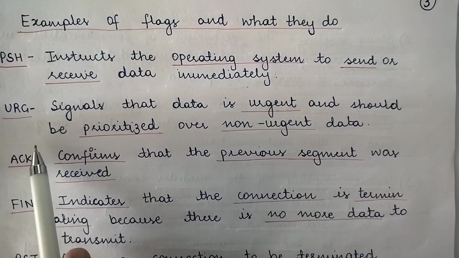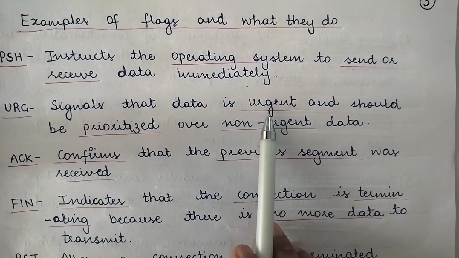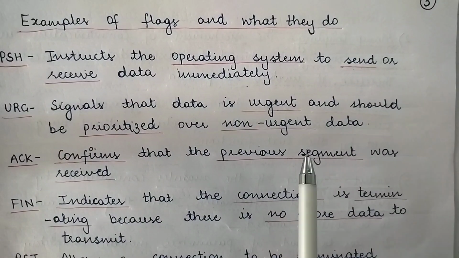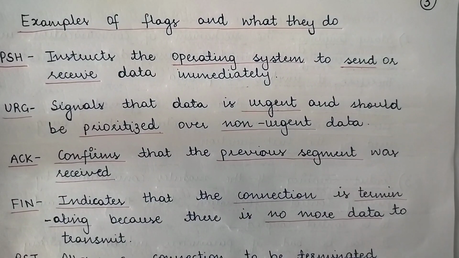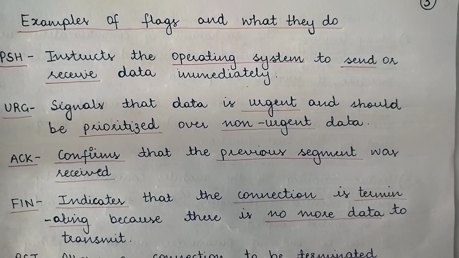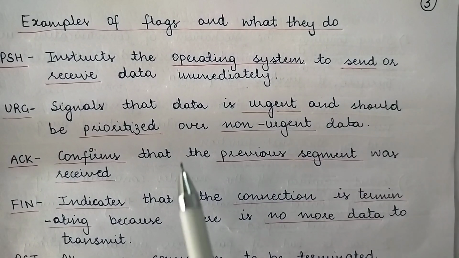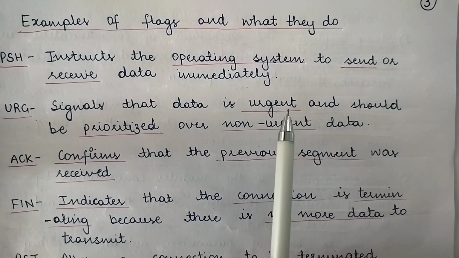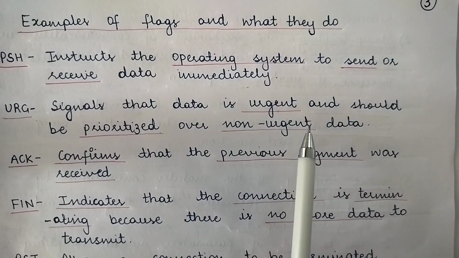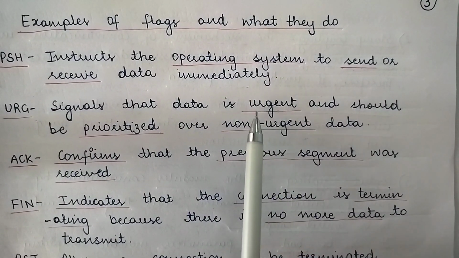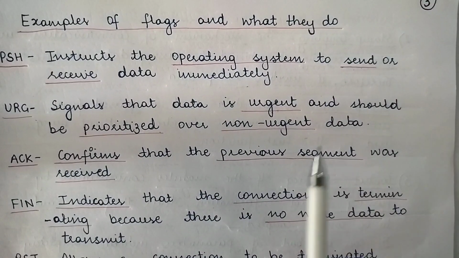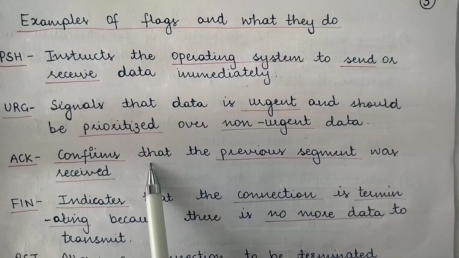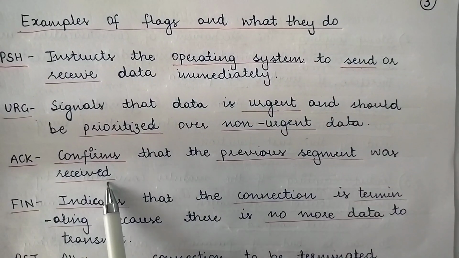The other one is the URG flag. It signals that the data is urgent and should be prioritized over non-urgent data. While you are sending data, there may be different types of data, a lot of data that needs to be sent. When there is some urgent data, the URG flag is used, which indicates that this particular piece of data is urgent, and you must send this data first and ignore the other data that exists. ACK flag confirms that the previous segment was received.